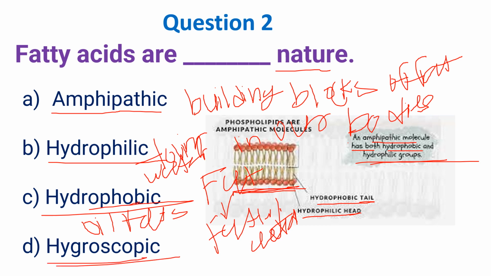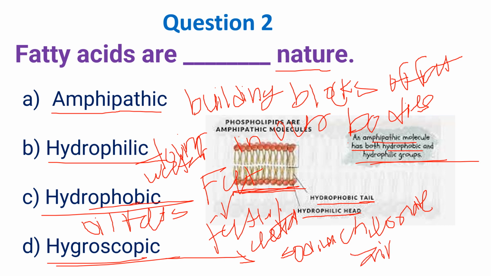What is hygroscopy? Hygroscopy is a phenomenon of attracting and holding water molecules by absorption or adsorption from the surrounding environment. It is a substance that attracts water. Examples of hygroscopic substances are sodium chloride and zinc chloride.